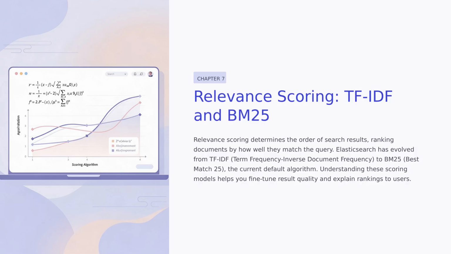Ever wonder how search engines decide which results to show first? In Chapter 7, we delve into relevance scoring, TF-IDF and BM25. These scoring methods determine the order of search results by assessing how well documents align with the search query. While Elasticsearch initially relied on TF-IDF, it now favors BM25 as the default algorithm. Understanding these models allows you to enhance result quality and provide clear explanations for result rankings. So, how does your search engine decide what's most relevant to you? Let's uncover the magic behind the scenes.